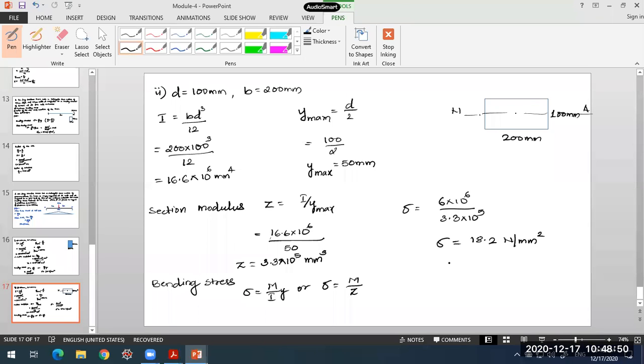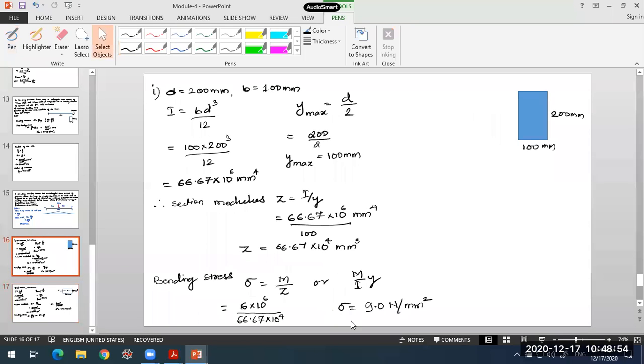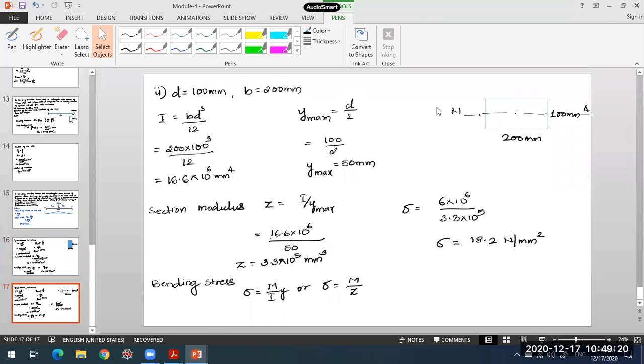So see, this is the maximum stress. Earlier the maximum stress was 9 Newton per mm square. So when you reduce the depth, the stresses in the beam increase. When the depth is 200 mm, for the same bending moment value, the maximum stress was 9 Newton per mm square. Same cross section, same beam. The only thing is the cross section is rotated now. Now the depth is 100 mm. So what is happening to the stresses? Stresses are increasing for the same beam, same load. It is more than double, 18 Newton per mm square. So it is always preferred to have larger depth than the width.